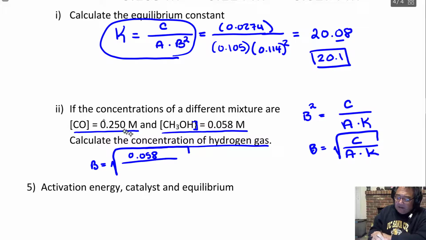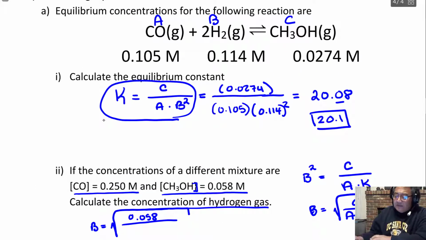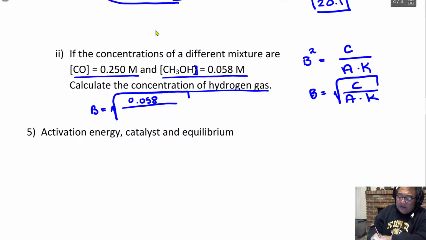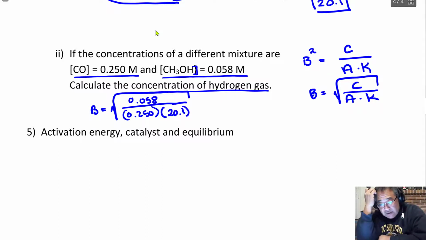Right? The concentration of CO, which is A up here, sorry, I'm pointing with my finger, A up here, is going to be 0.250. And K, we'll use the value from before, 20.1. That number is the same as long as the temperature doesn't change. So anytime you have this reaction, that's going to be the equilibrium constant.